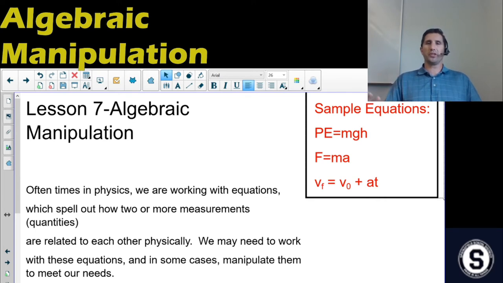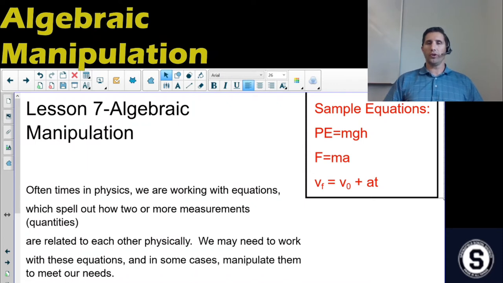Okay, so for example, here are some sample equations on the right. The first one is PE equals mgh. That stands for potential energy equals mass times the acceleration due to gravity times the height. Another one, F equals ma. This is force, specifically net force, is equal to mass times acceleration. And then the third one, V sub F equals V sub O plus AT. This is final velocity equals original velocity plus acceleration times time. So we see equations like this all the time in physics.